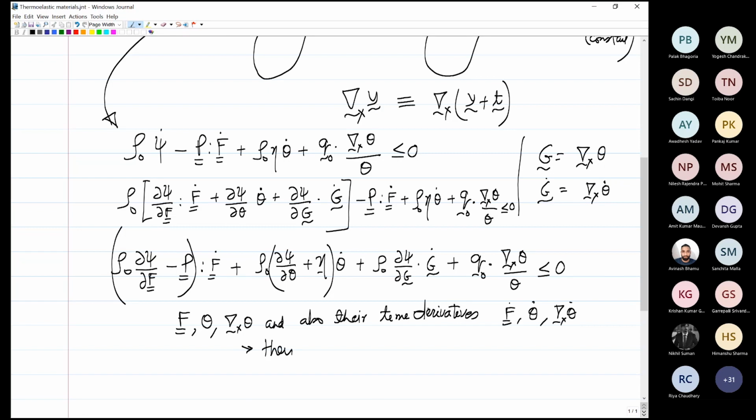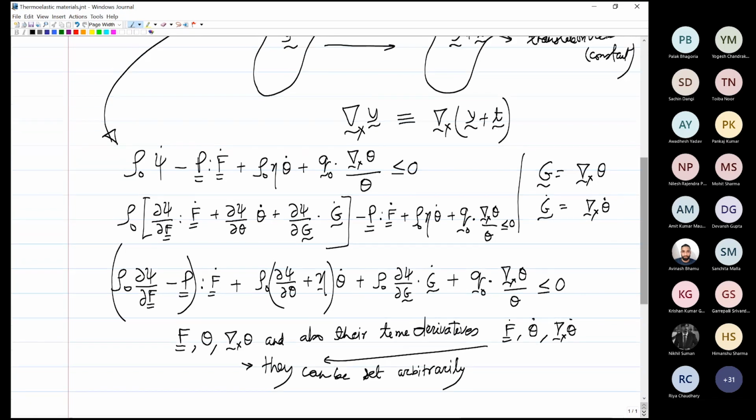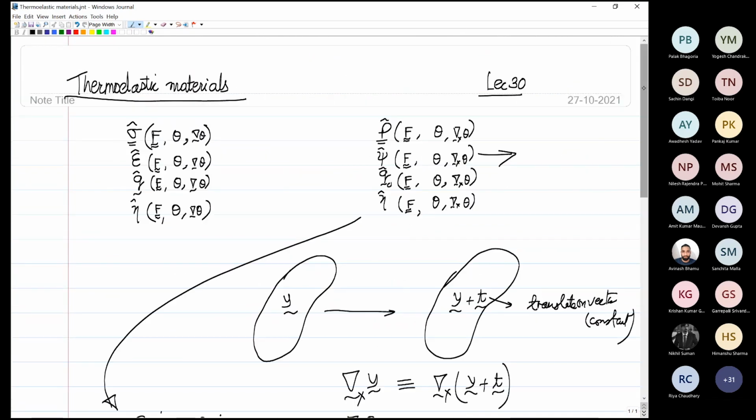So they can be set arbitrarily. And in the book, if you look, they have given an example of how they can be set arbitrarily. So this can convince you, at least give you one example where they can be chosen arbitrarily. Okay, so look at the book. All this discussion is in chapter 8 of the book.